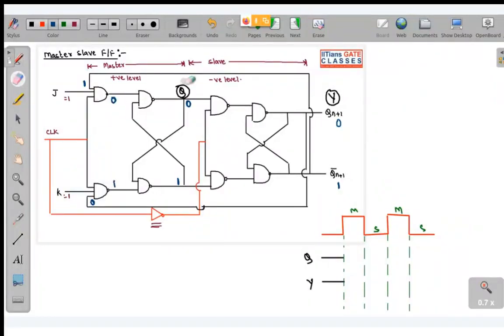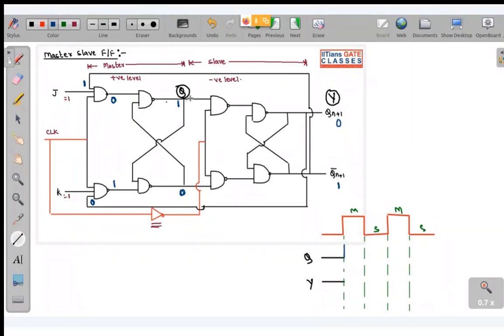If this input is 0 and this is 1, immediately this will become 1 and this will become 0, because if one of the inputs of a NAND gate is 0, immediately the output becomes 1. So Q is becoming 1. Fine.